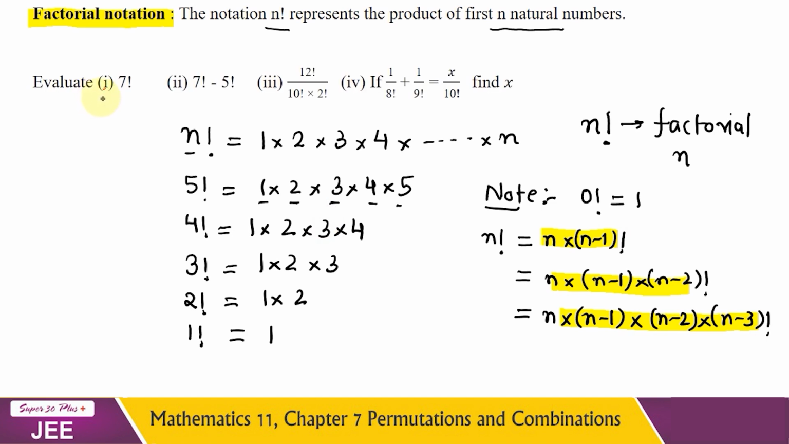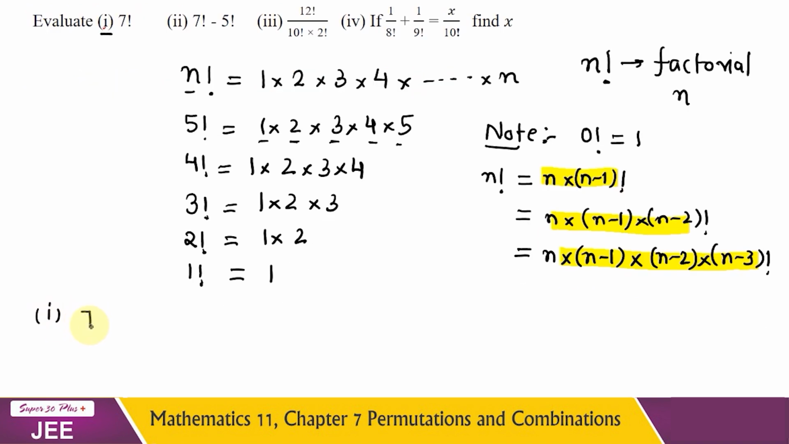So first part is evaluate 7 factorial. 7 factorial implies the product of first 7 natural numbers. So this is 1 into 2 into 3 into 4 into 5 into 6 into 7. Upon calculation, this will result in 5040. Alright. Second part says evaluate 7 factorial minus 5 factorial.